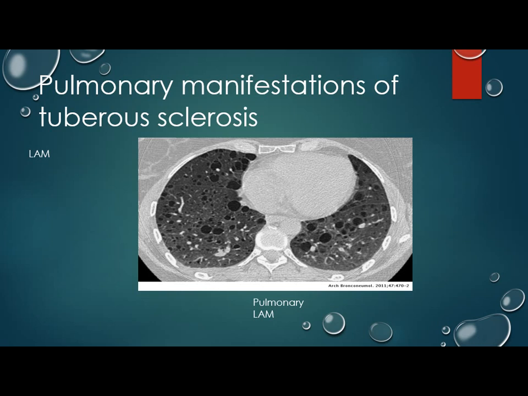Why do we have chyle? Due to lymphatic obstruction. Because we said lymphangio, the lymph is abdominal. Good. Okay. And we said there's a complication with the airway.